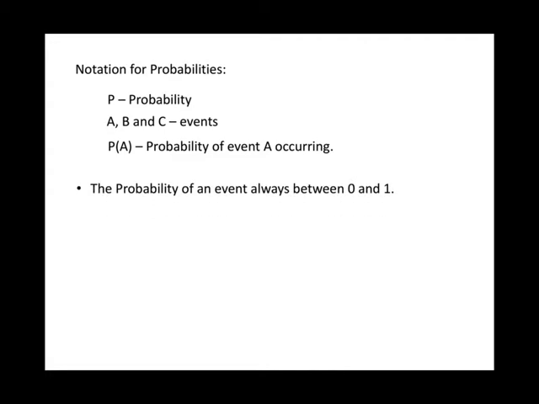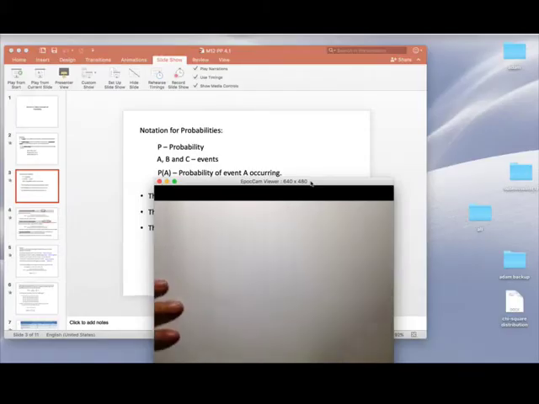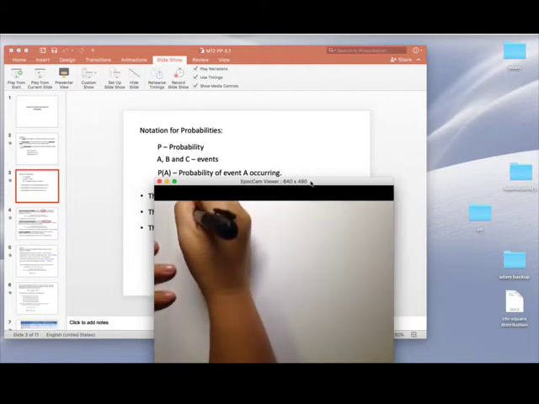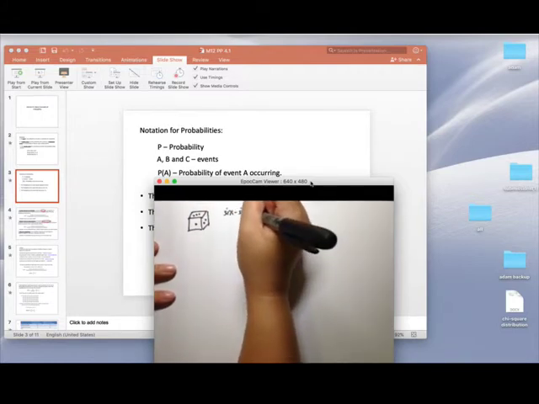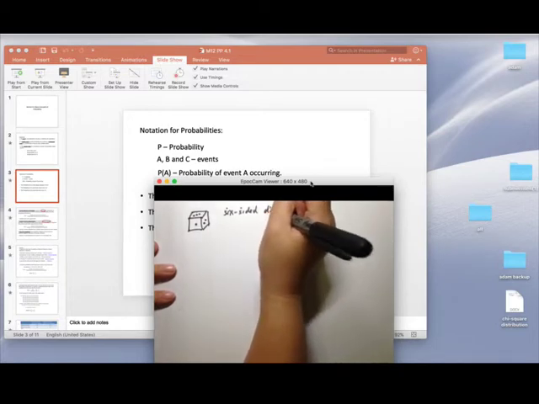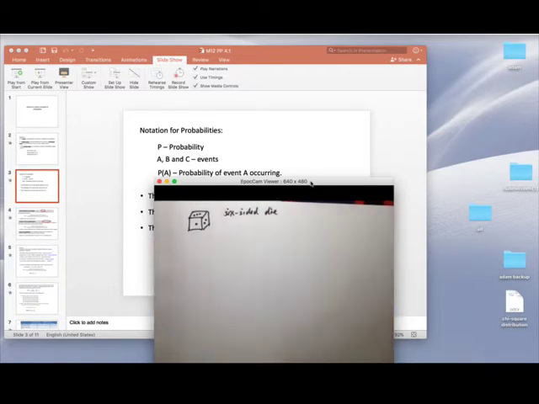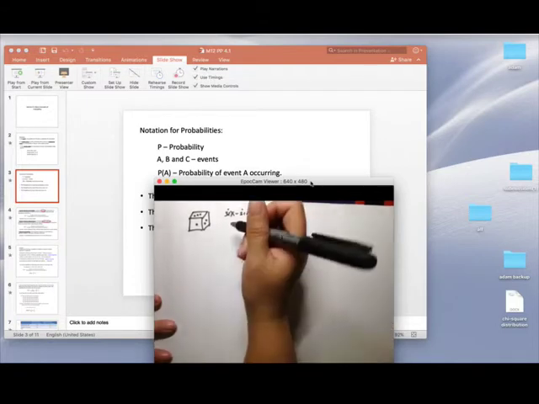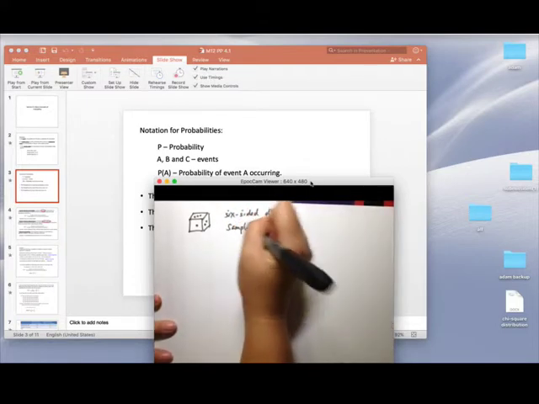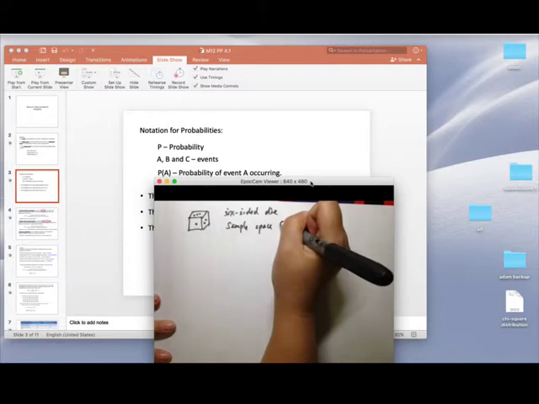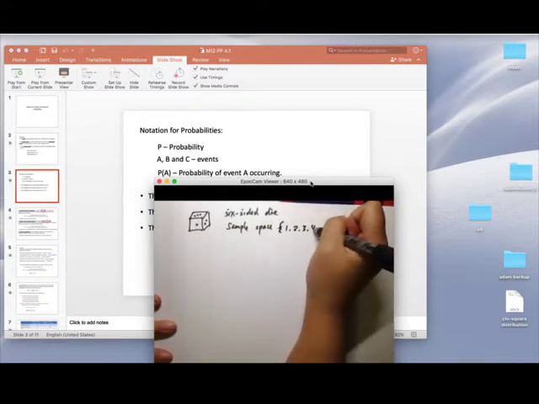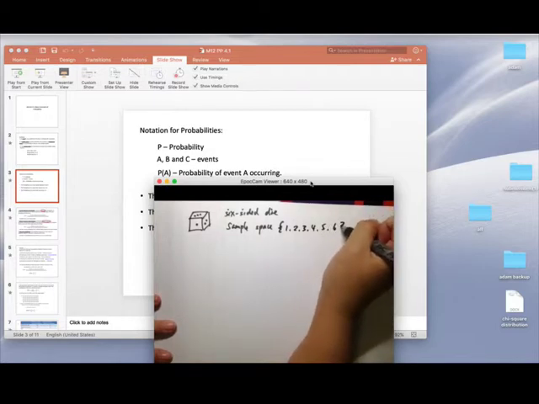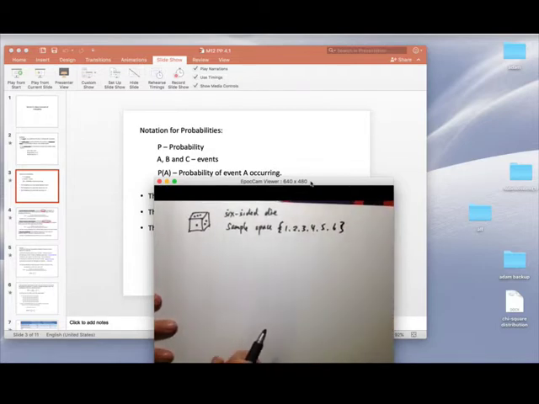For example, when I roll a 6-sided die, I have my sample space. When I roll the die, I can get 1 or 2 or 3 or 4 or 5 or 6. That will be my sample space.